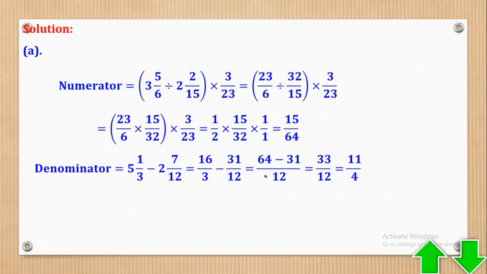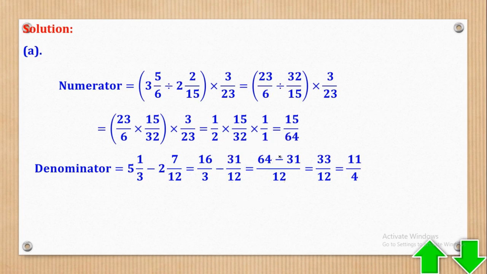So next is to get LCM. LCM of 3 and 12 is 12. Therefore, 12 divided by 3 is 4. 4 times 16 is 64. That is why you see 64 here. Then 12 divided by 12 is 1. 1 times 31 is 31. That is why you see 31 here. And this minus is coming from there. So this minus is because of this.